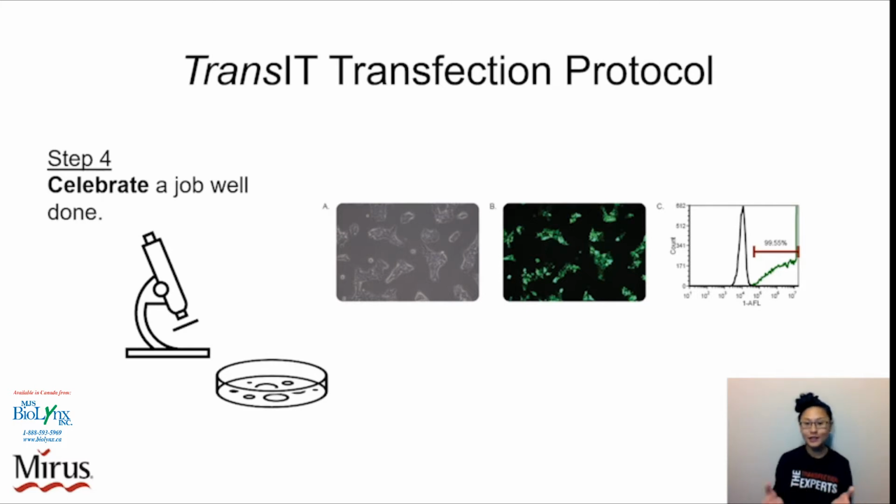And like in this example, hopefully you come into lab and what you see is nearly 100% of your cells are expressing the protein that you want. In this example here, these are stem cells, iPSCs, that were transfected with the GFP encoding plasmid.